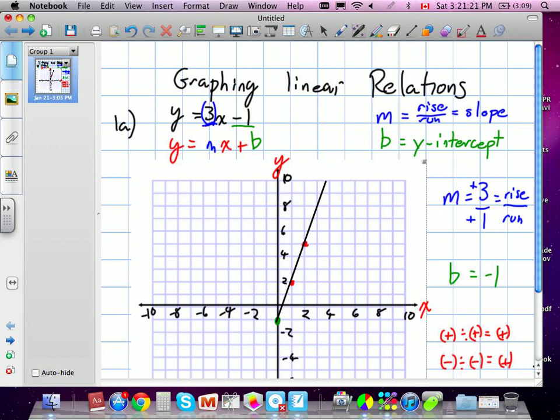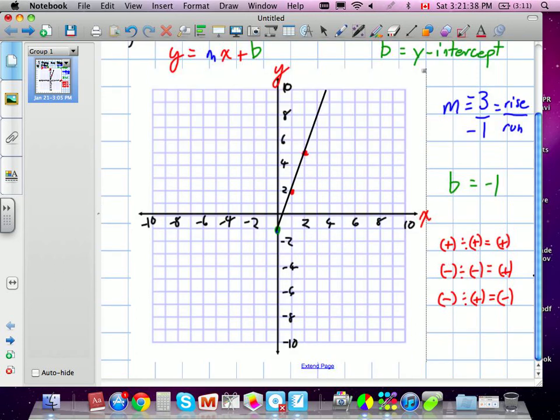But there's another option. I could have actually divided -3 divided by -1, and a negative divided by a negative is a positive. And that would have given me +3 too. So I'm going to test this theory out. See if I can go down 3 and to the left 1. So from that same starting point, I go down 1, 2, 3, and to the left 1. I'll do it again. I'll go down 1, 2, 3, to the left 1.